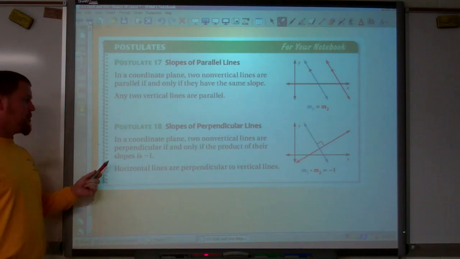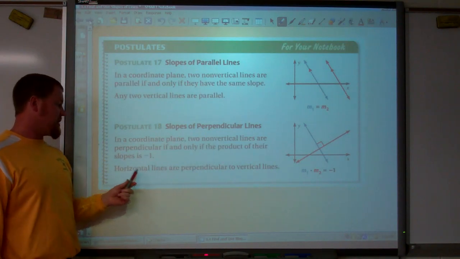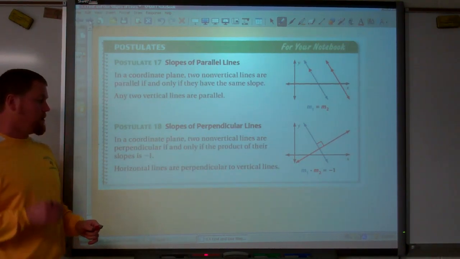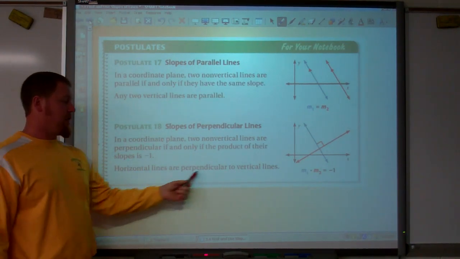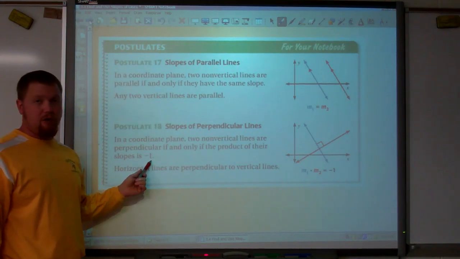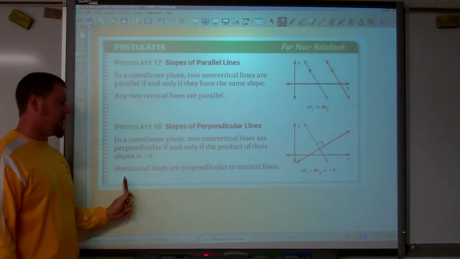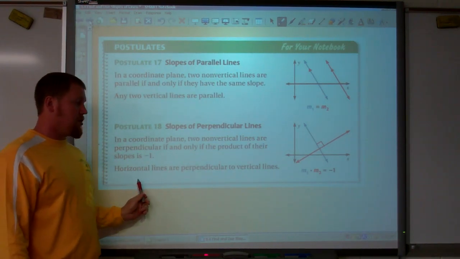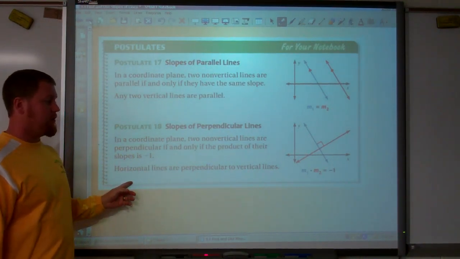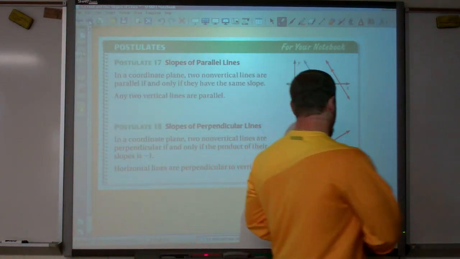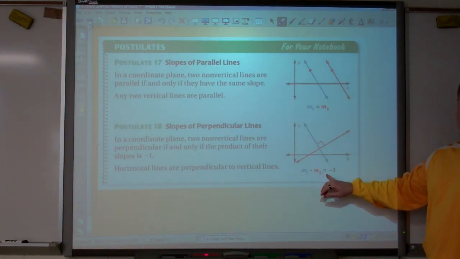Slopes of perpendicular lines. In a coordinate plane, two non-vertical lines are perpendicular if and only if the product of their slopes is -1. Horizontal and vertical lines are always perpendicular. You will not be able to multiply those slopes together and get -1 though, since this one is 0 and that one is undefined. But when you have a horizontal line and a vertical line, you know that they are perpendicular. And we show that with this equation here: the slope of line 1, m sub 1, times m sub 2, the slope of line 2, equals negative 1.